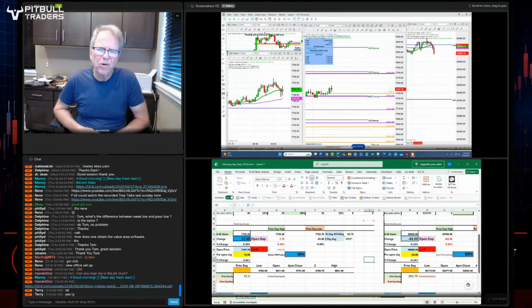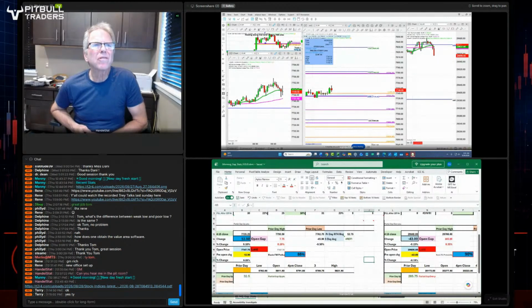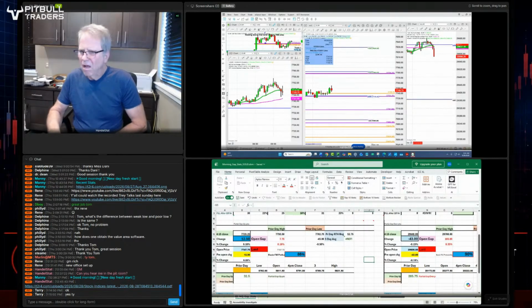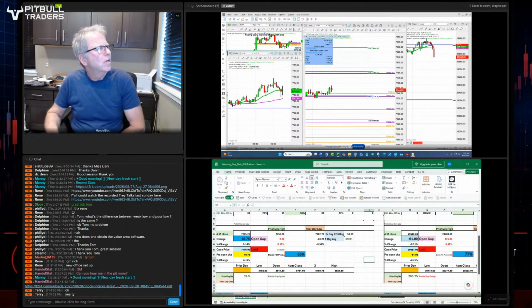NAS went lower. SPY is a little higher right now, but it's still showing that it should fill that gap. NAS should rally back, and SPY should. Oh, there it is, right there. 1075.